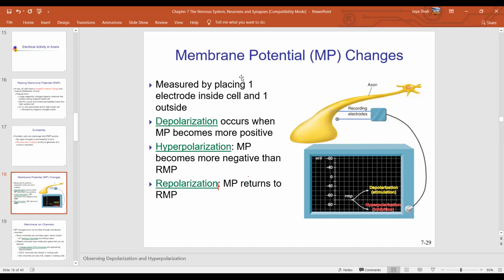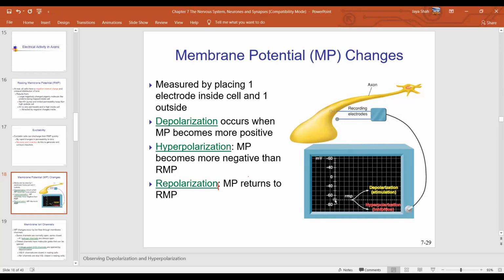So membrane potential change is measured by placing one electrode inside the cell and one outside. Depolarization occurs when the membrane becomes more positive. You see depolarization. And depolarization is always stimulation of your neuron. So when you feel pain, that is depolarization. Hyperpolarization means the membrane becomes more negative. So it goes even lower than the resting membrane potential. And then sometimes what happens?